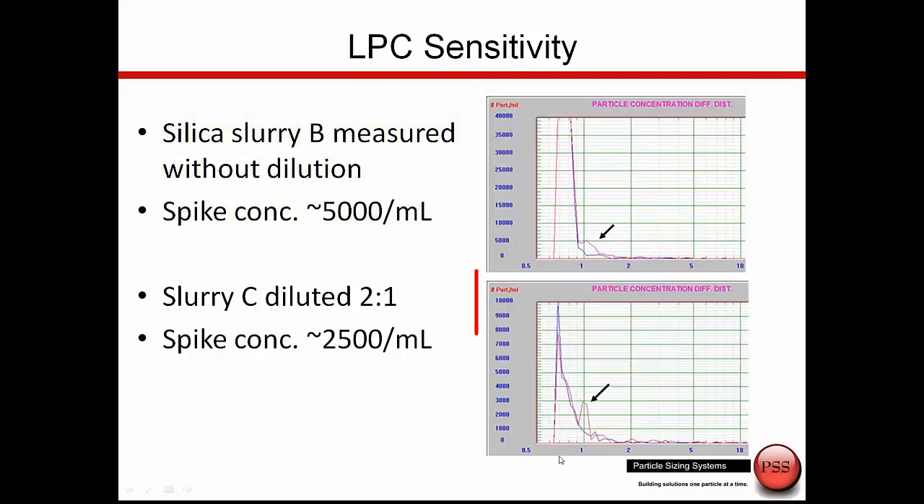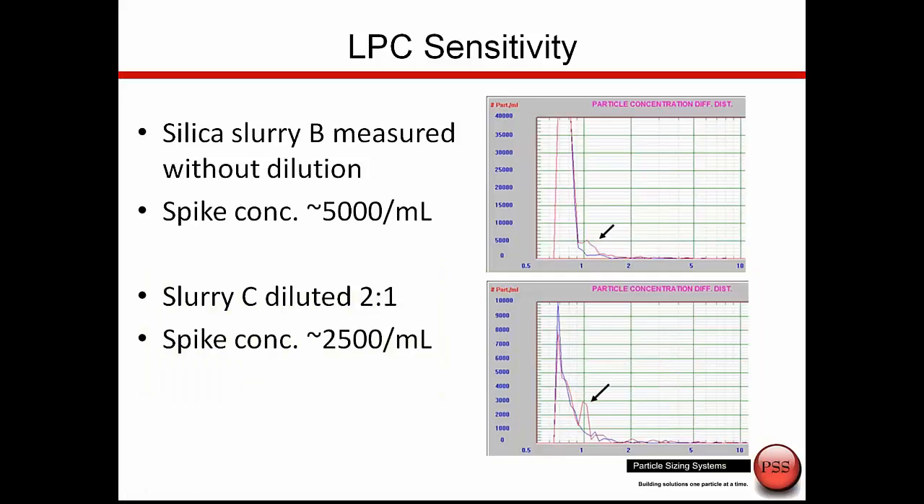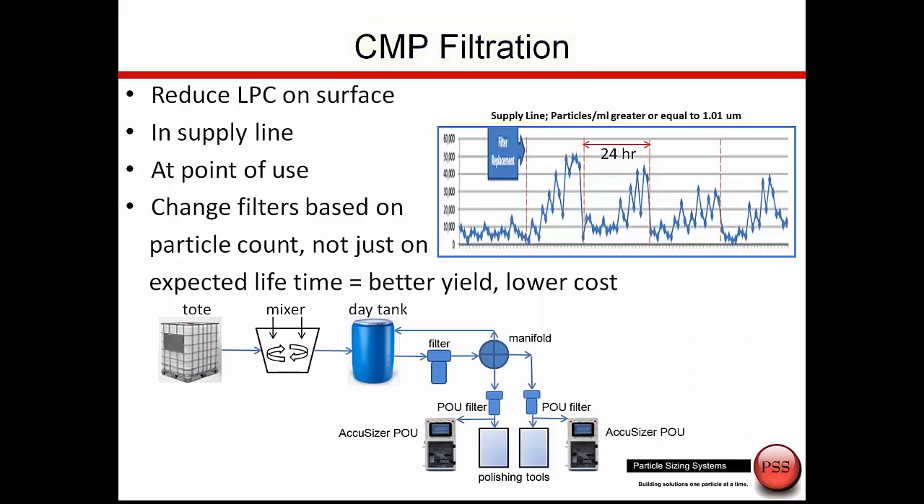And then in slurry C, if you look at the original data, which is the blue line, it wasn't quite as stable here. There were already a few large particles in the slurry, but we spiked it pretty gently with only 2,500 particles per mil of the 1 micron PSL particles, and we very clearly picked up on the spike. So this is us just proving that this is the technique for high sensitivity for picking up this large particle count, and that's why we're so popular in this industry for measuring these CMP slurries.